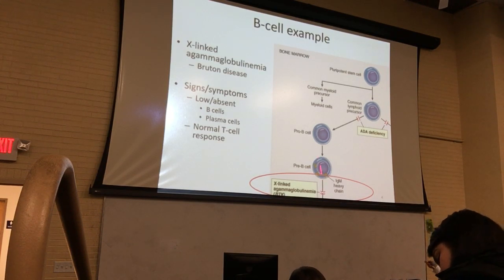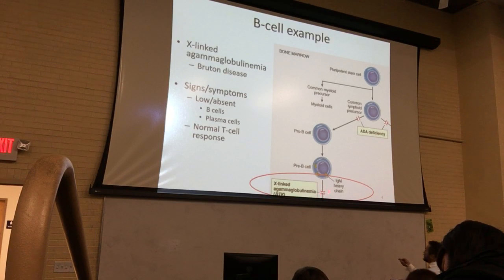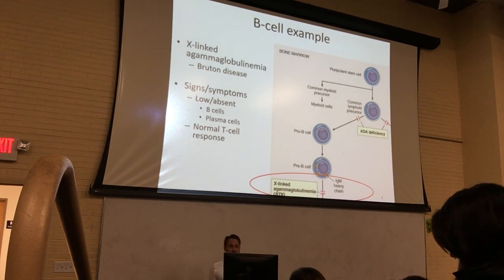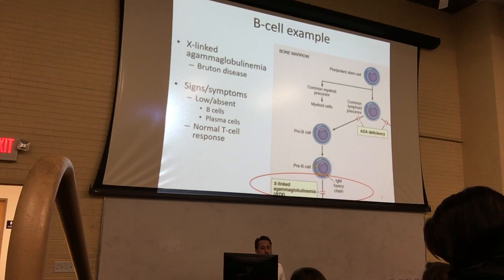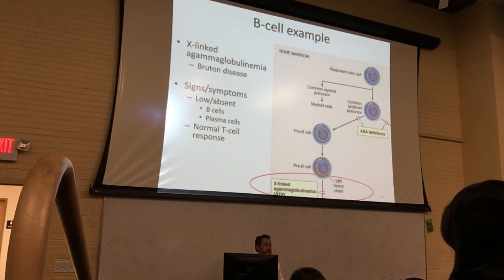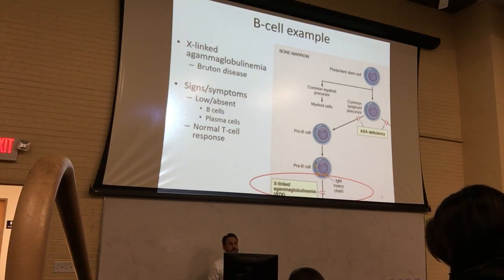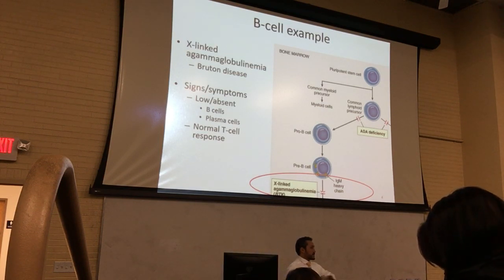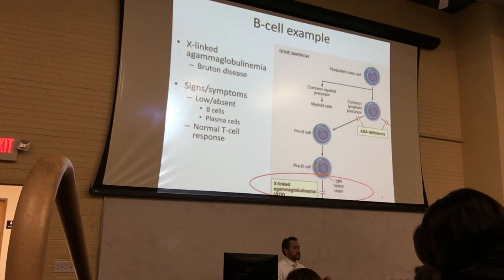And you can see that this happens down the lineage of the B cell. And the symptoms here, when you have a defect at this location, is you get a low or an absent B cell population in the patient. You also have low or absent plasma cells. But you have a completely normal T cell response. So your T cells are operational. It's your B cells, which manufacture antibodies, that are compromised.